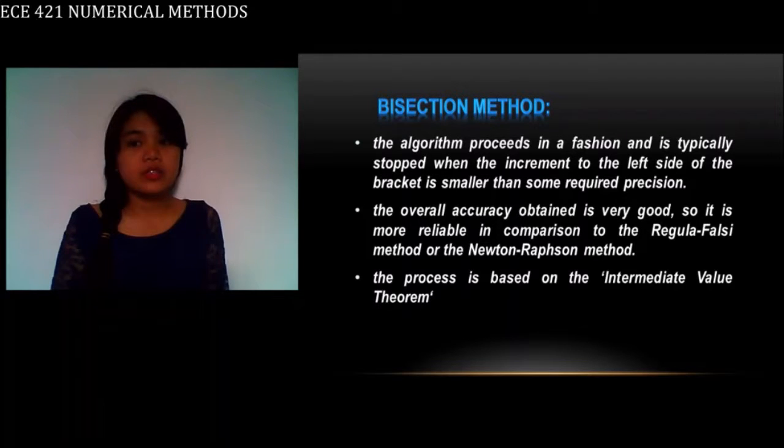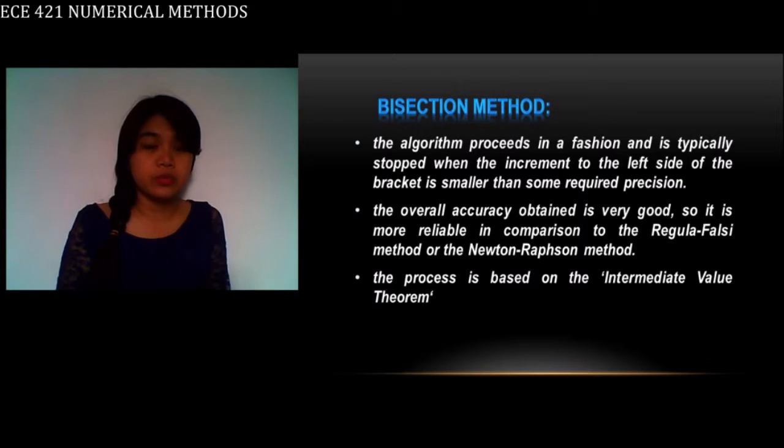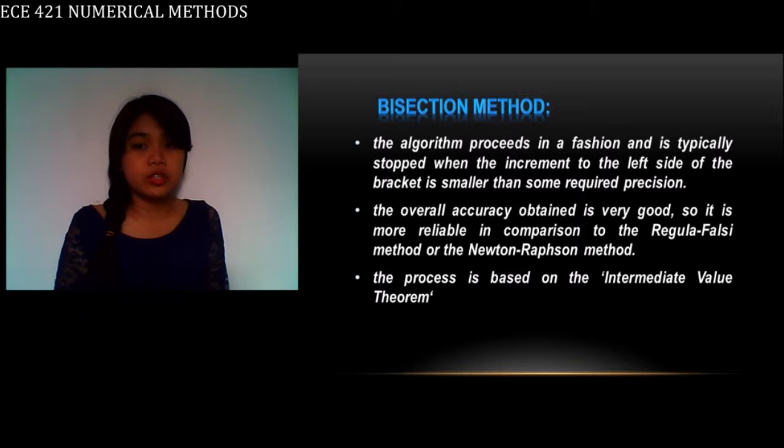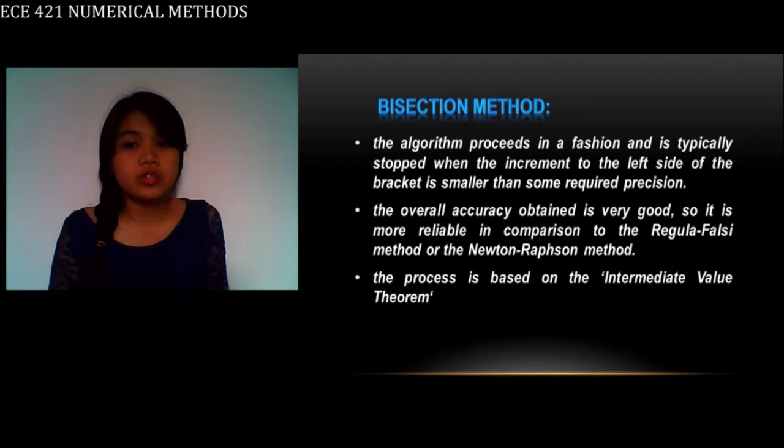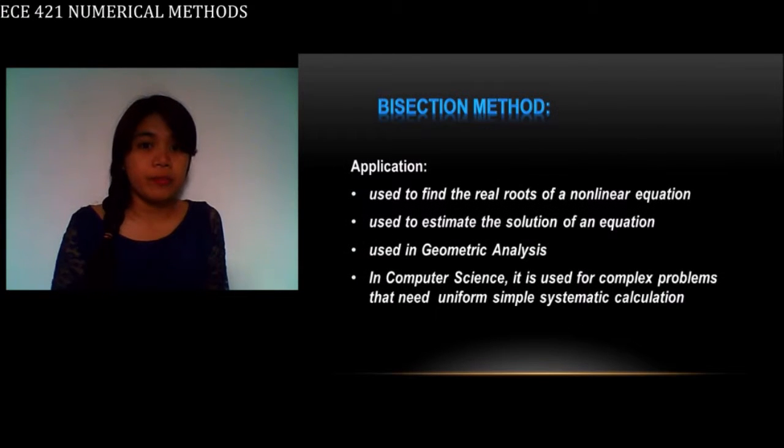Bisection Method. The algorithm proceeds in a fashion and is typically stopped when the increment to the left side of the bracket is smaller than some required precision. The overall accuracy obtained is very good, so it is more reliable in comparison to the regular false position method or the Newton-Raphson method. The process is based on the intermediate value theorem.